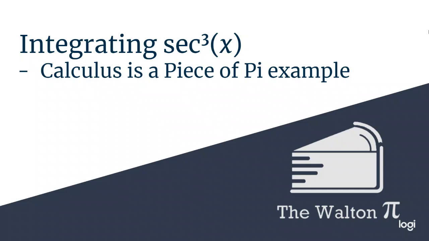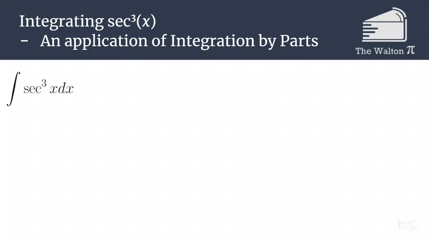Today we're going to be tackling how to integrate secant cubed of x. If we were to just start with the integral of secant cubed, we might want to try first a u substitution, and we might try u equals secant of x. However, if we try u equals secant of x, then our du is going to be secant x tangent x. And since there isn't a tangent x in this integral, that's not going to help us out very much.